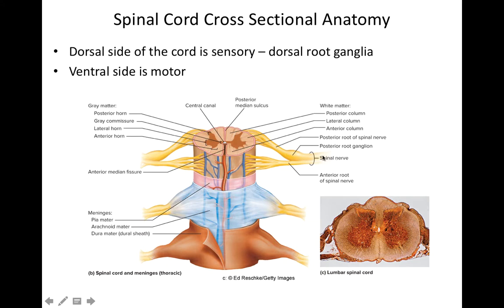The sensory information comes in and goes into the cord on the dorsal side. Integration happens. The motor information originates on the ventral side and goes back out and into the nerve. There is a one-way flow of information through here. So sensory comes in on the dorsal, motor goes out on the ventral.